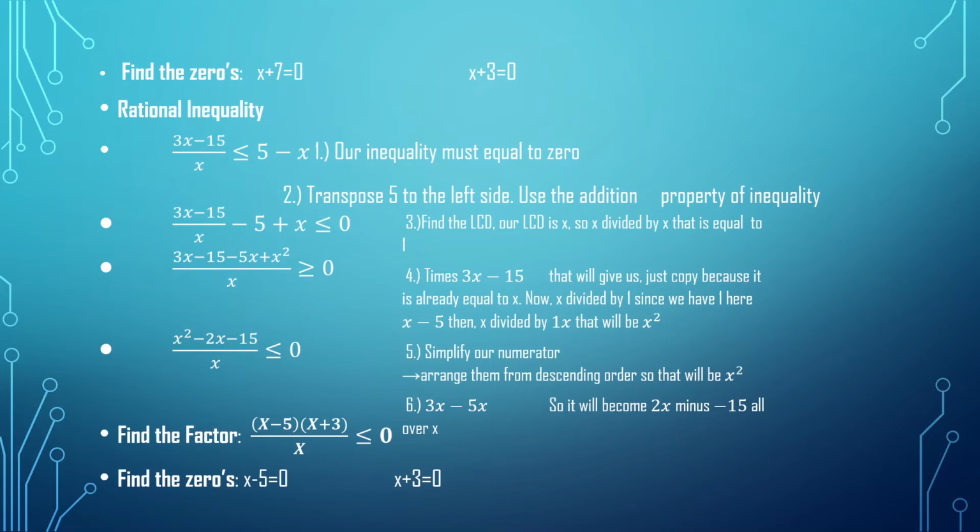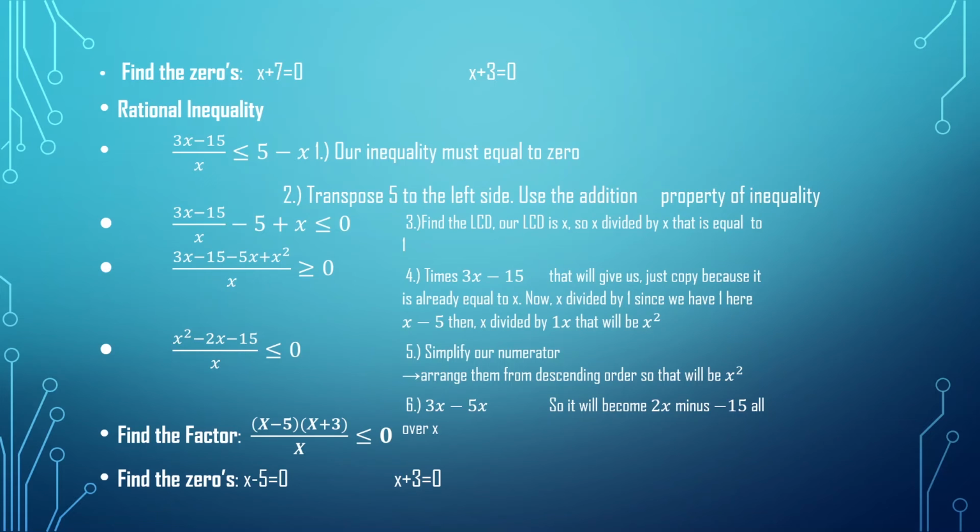Rational inequality: 3x minus 15 over x is less than or equal to 5. Our first step is to make the inequality equal to 0. Transpose 5 to the left, using the addition property of inequality. Then find the LCD. Our LCD is x, so we divide that by x, and that is equal to 1. Multiply 3x minus 15, that will give us just a copy because it is already over x.